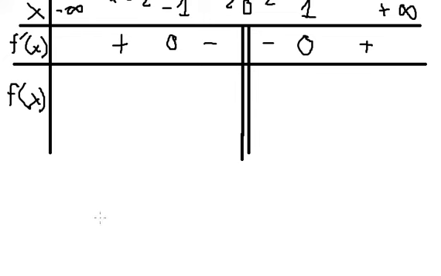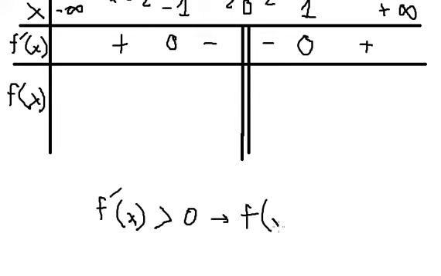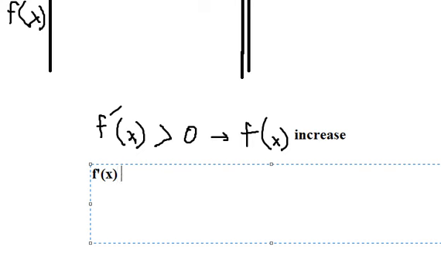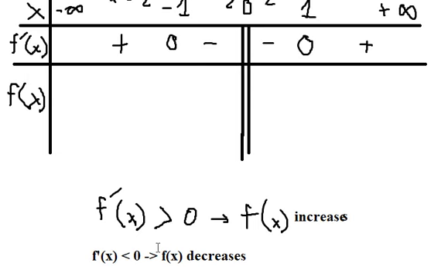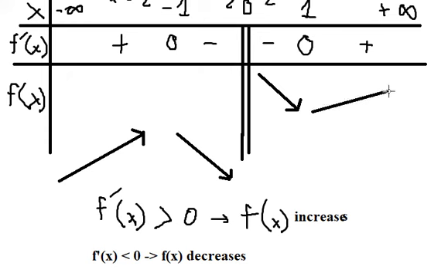Now we have the formula. When first derivative of the function is greater than number 0, so f of x should be increasing. The next one, when first derivative of the function is smaller than number 0, so f of x decreases. Now we can apply the formula in here. This one increases, so they will look like this. This one is negative, so that should be decreasing. So this one is negative, that should be decreasing. This one is positive, that should be increasing.